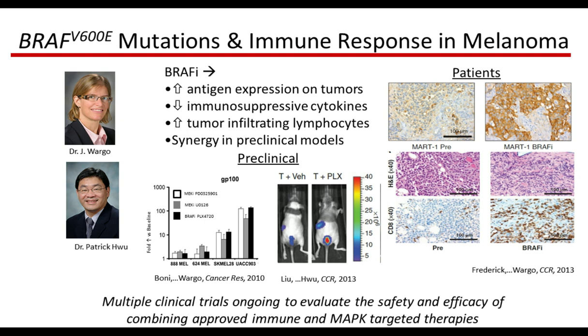So some of this work has been led by Dr. Jennifer Wargo, who showed first in vitro that in tumors that have an activating BRAF mutation, inhibition of the MAP kinase pathway resulted in increased antigen expression on the surface of melanoma cells, making them more recognizable to the immune system. Shortly thereafter, Patrick Hu from MD Anderson showed in an in vivo model that blocking the MAP kinase pathway in a BRAF mutant melanoma cell would improve trafficking of therapeutic T cells into tumors.